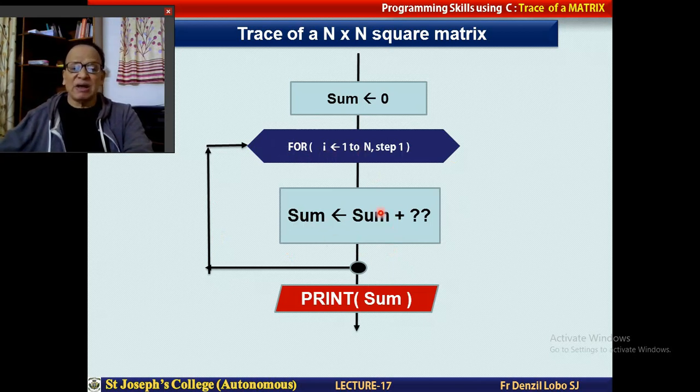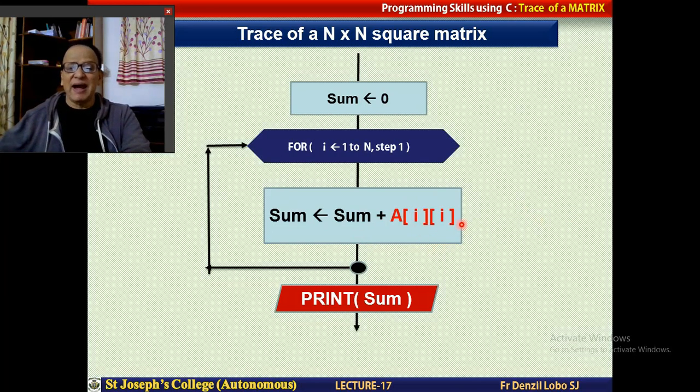Therefore, the formula is sum equals sum plus what? That you have to think about now. You have to get the formula for finding the sum of the elements of the principal diagonal. Sum equals sum plus one formula, A something. That is nothing but AII. When I is equal to 1, it becomes 1,1. When I is equal to 2, it becomes 2,2. When I is equal to 3, it becomes 3,3, etc. This way we find the sum of the principal diagonal. We come out of the loop and print the sum of the principal diagonal. So this is the algorithm to do that.